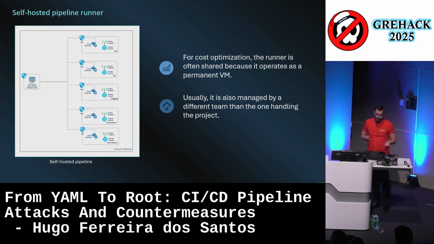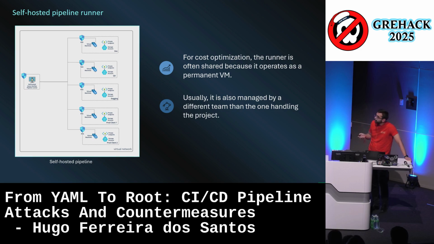bit more costly. And usually, for cost optimization, the companies will use one runner, so one server with a pipeline inside, for multiple environments and multiple projects. In this case, if someone is able to pwn, for instance, one project in a dev environment, he will be able to access the production environment of another project or another subnet.